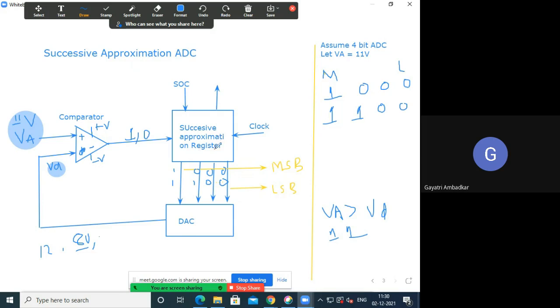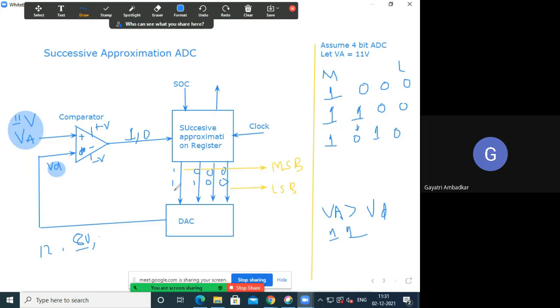When SAR receives 0, what it will do now? In this second case, this bit was set. Okay. So what it will do? The previously set bit, it will change it and make the next one. Because the third step is happening. So third bit it will set to 1. But it has received 0, so it will make the previously set bit 0. So in this case, the first bit will remain as it is. This bit will change to 0 and third bit will set to 1. Fourth bit will remain as it is. Okay, 1 0 1 0.